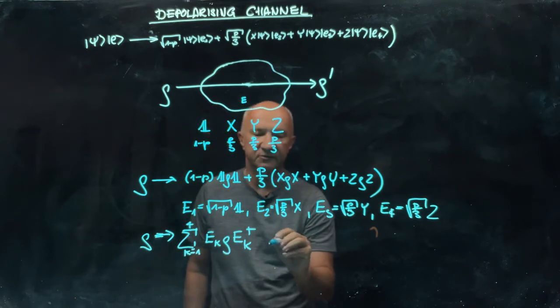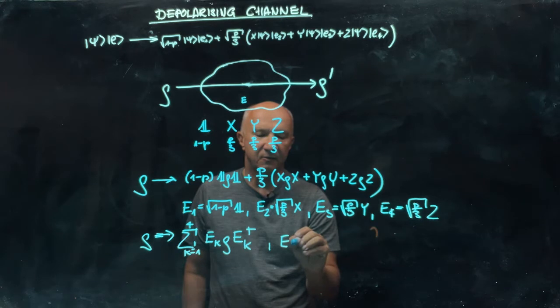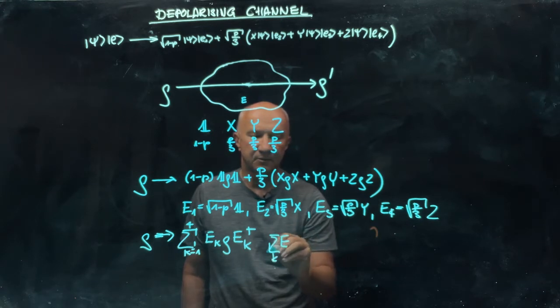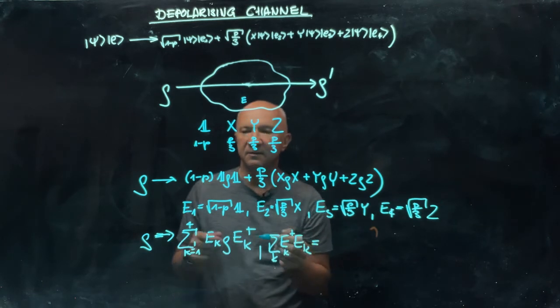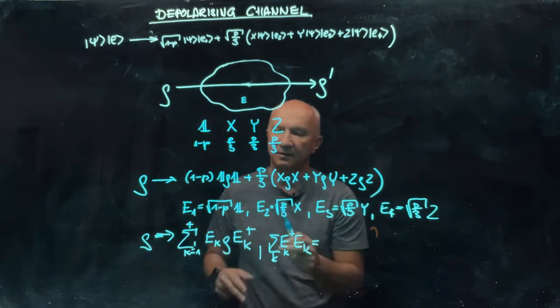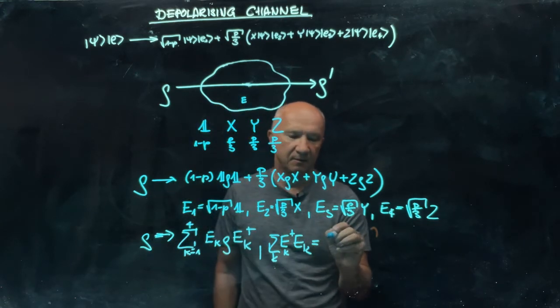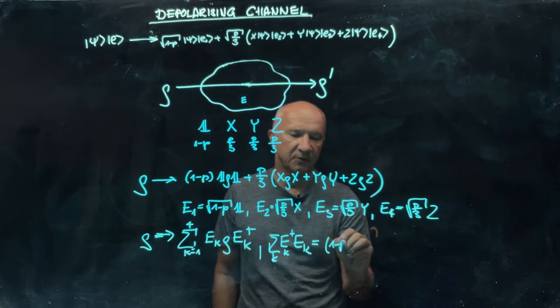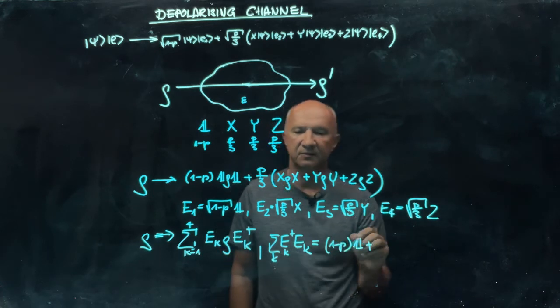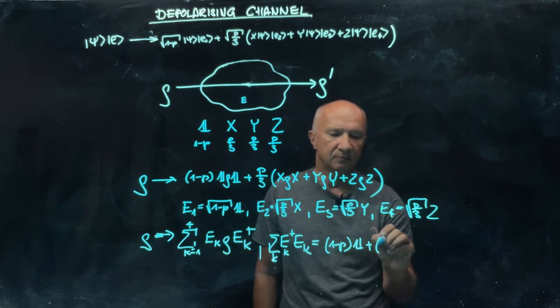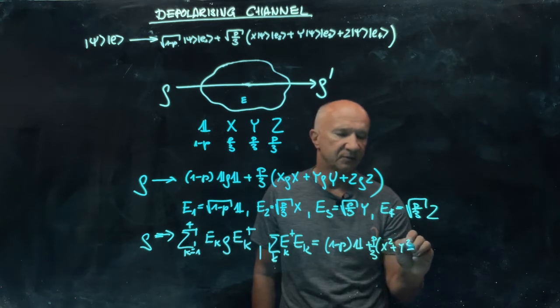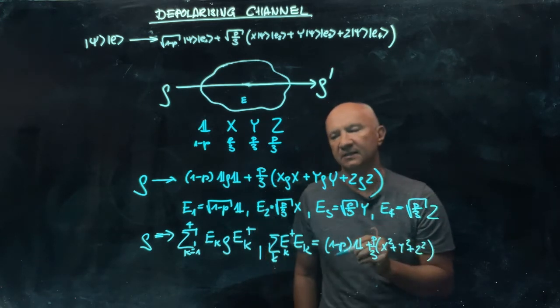And you can of course also check that we have the completeness relation, so the sum over k of E_k dagger E_k is equal to, so you can just see that the first term would be 1 minus p identity, plus E2, E3 and E4 will give you, well, we have the term p over 3 times x squared plus y squared plus z squared.